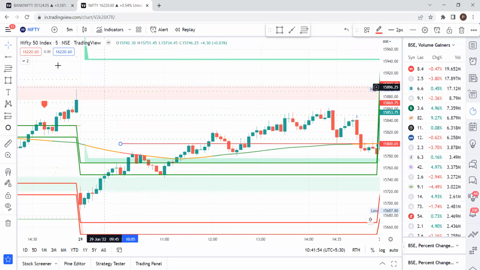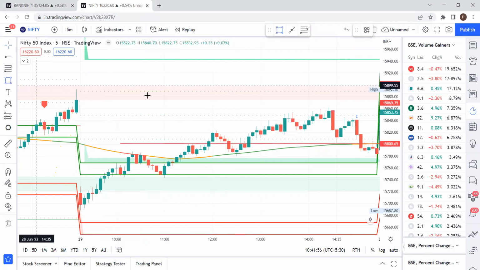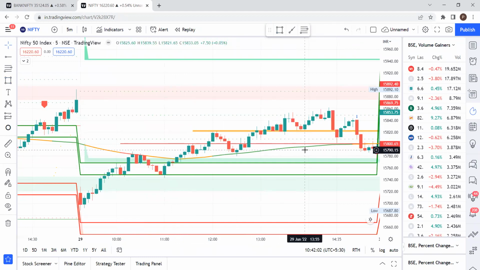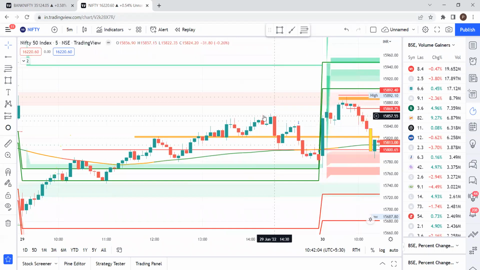And one more reversal candle is formed around this area. So this is another reversal candle formed. I'll be marking this also. Again, it formed another reversal candle around this area. So this is the final reversal candle it formed.